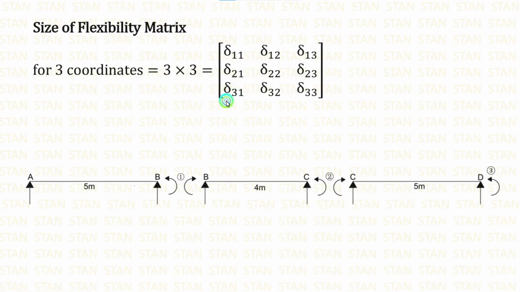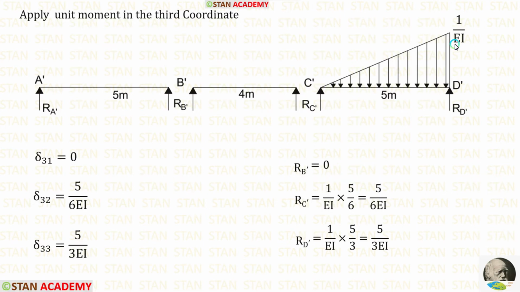Now, let us make the third row in the flexibility matrix. For that, we have to apply unit moment in the third coordinate. When we apply unit moment in the third coordinate, here the moment will be 1 and here it will be 0. Using that we can make the diagram. Let us calculate RB dash. In the beams A dash B dash and B dash C dash, there is no loading. So RB dash will be 0.